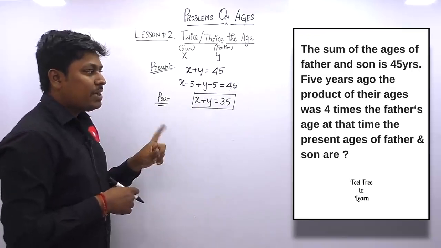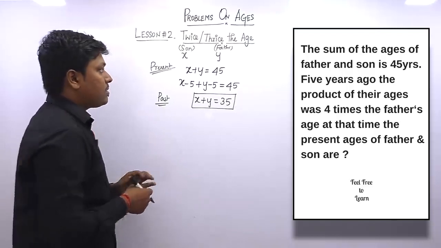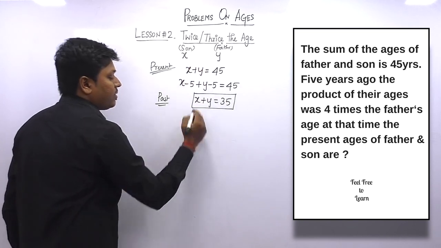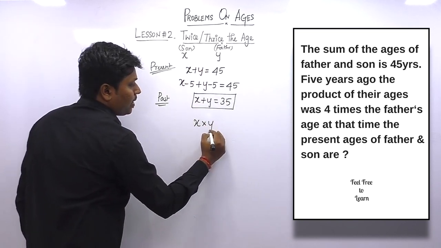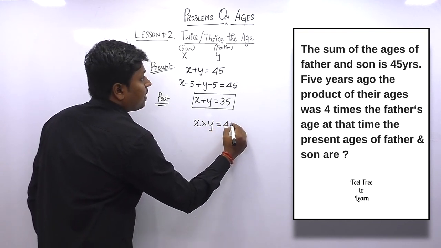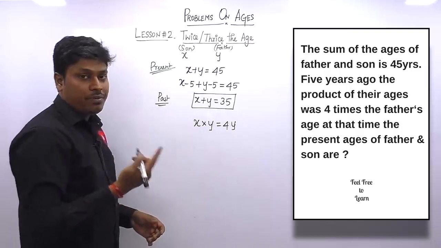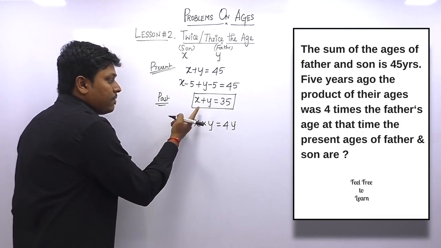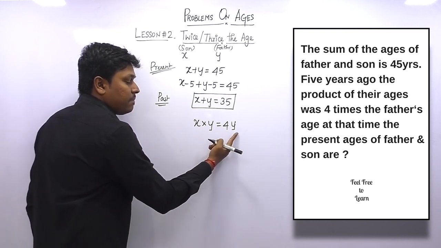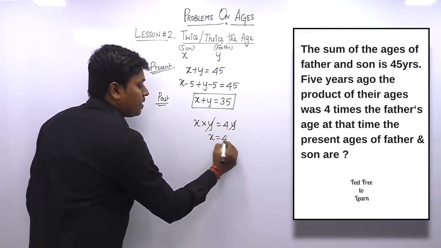Okay, next point, 5 years ago, the product of their ages. So here we have calculated the sum, but here they are talking about the product. So the product of their ages, that is x into y, is 4 times the father's age, that is y. Listen here friends, I think we can easily calculate the value of x, because here they are talking about 5 years in the past where the product of both the ages is equal to 4 times the father's age. So we can cancel y and y. So finally we got x is equal to 4.